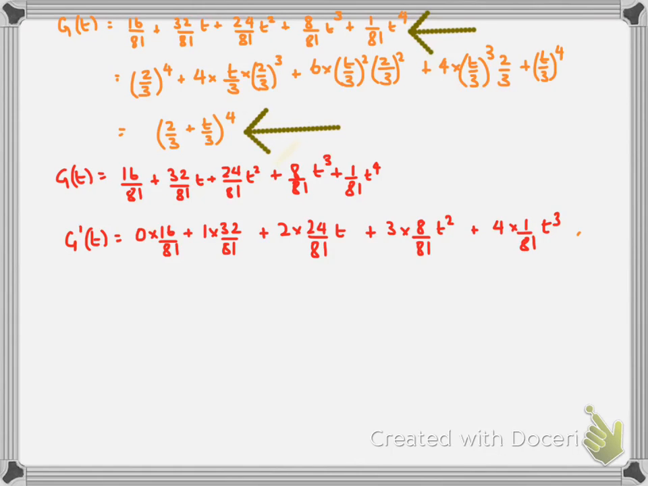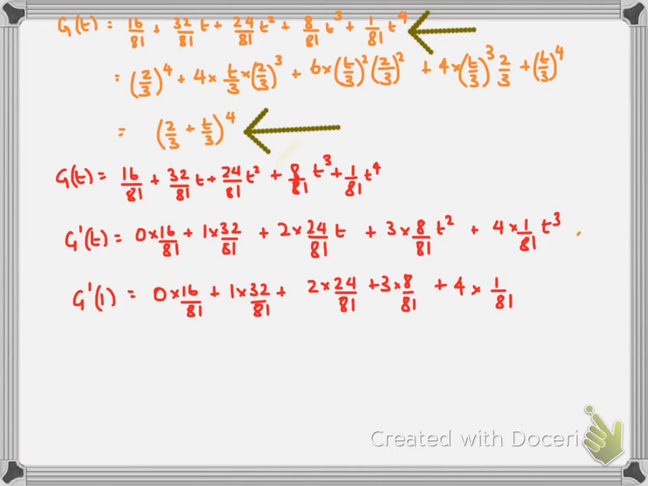Now I'm going to put t is equal to 1. And you can see what we get. We get 0 times the probability that x is 0, plus 1 times the probability that x is 1, plus 2 times the probability x is 2, and so on. In other words, what we get is the expectation of x.